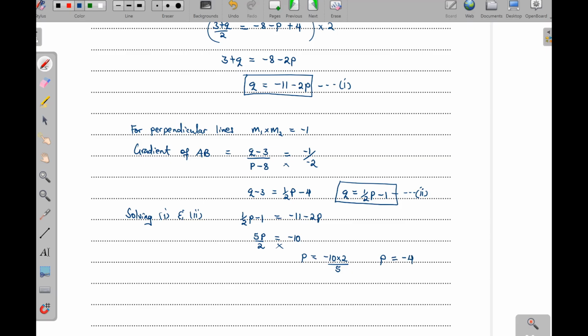Then p becomes negative 4. And then what will be q? I can substitute in any of them, I can use this one or this one. Suppose we use this one here. We shall have a half of negative 4, that will be negative 2, minus 1. Then it becomes negative 3. So therefore q is equal to negative 3.